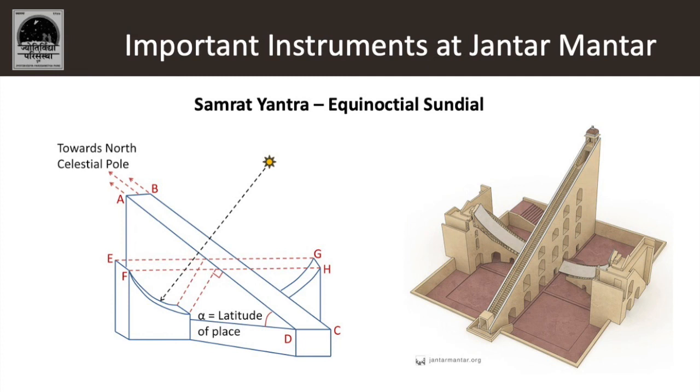So by using this Samrat yantra, you can accurately determine the time up to 2 seconds of accuracy. Okay, so this is how great this yantra is. Only the thing is, it is really huge. And this yantra is called Samrat yantra or equinoctial sundial. There are different types of sundial, and this is one of them.